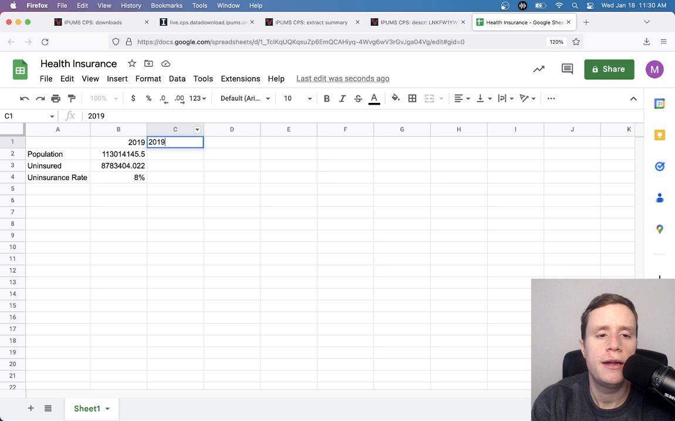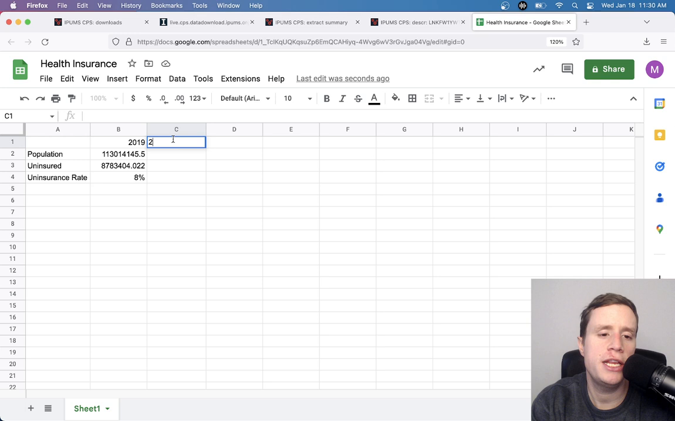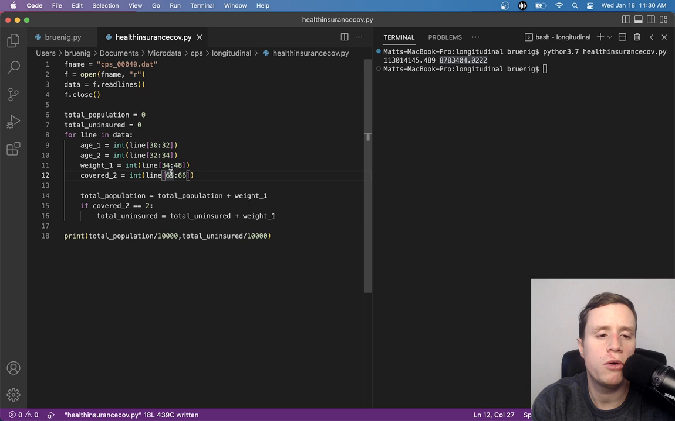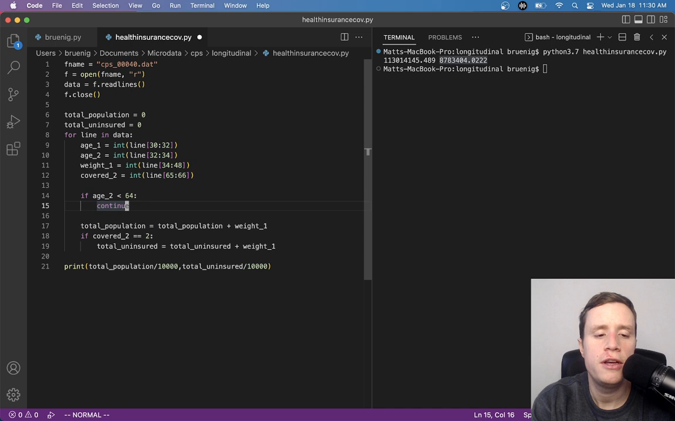But let's switch to non-elderly here for just a second, because that's an easy change to make. The reason we want to do that is because elderly people have very low uninsurance, and so non-elderly are a group that tends to be more interesting to track. So let's say if age two, which is the age in 2019, is less than 64, continue. Continue just means go up to the next line. So ignore all the rest of the stuff in the loop, right? Because you see the indentation, all this stuff. Don't do any of this stuff. Just go straight up to the next line.